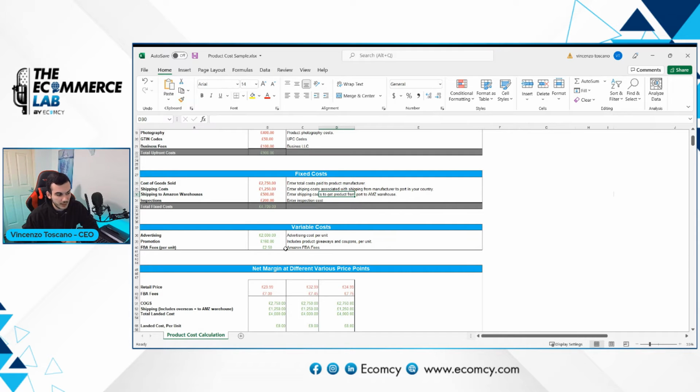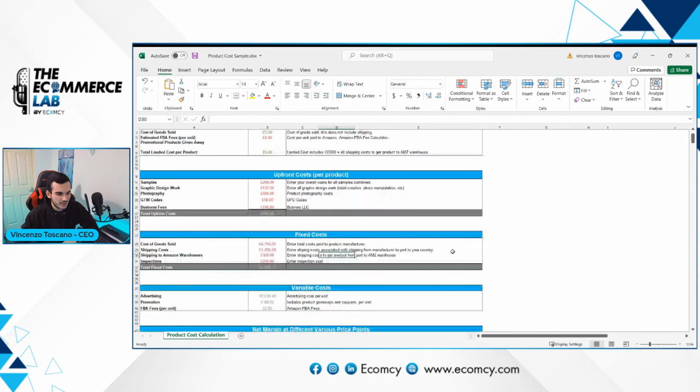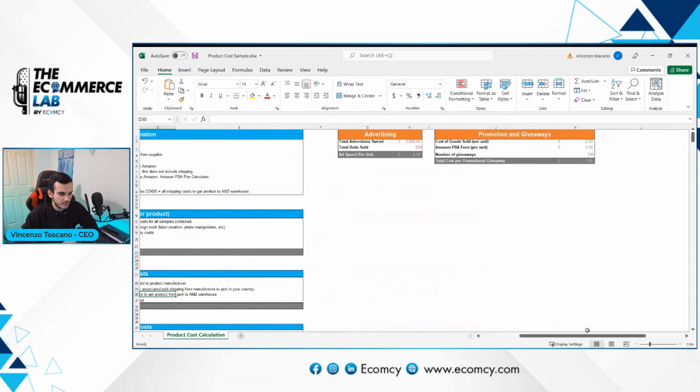Then here we have something that's called variable costs. So I'm going to explain where these costs are coming from. So we have advertising and promotions. Advertising, what we're doing basically here is that we are calculating the advertisement cost, estimating how much we should be allocating towards selling these 500 units.